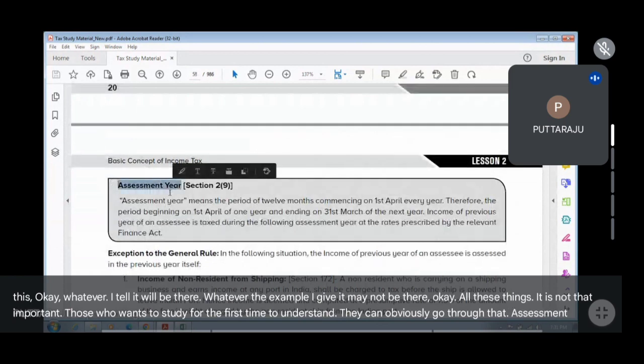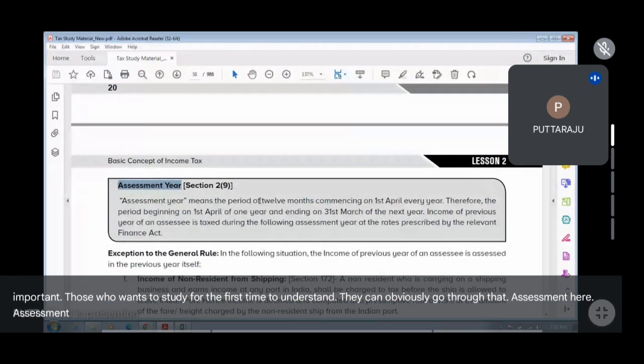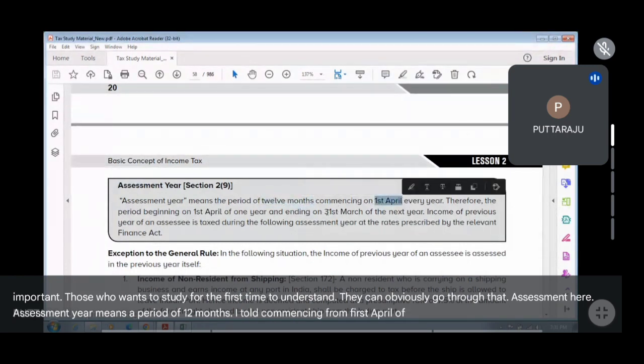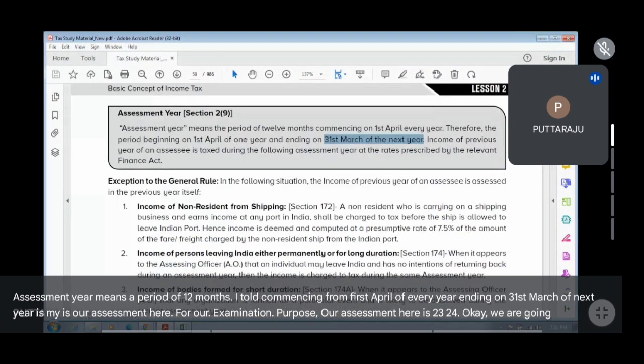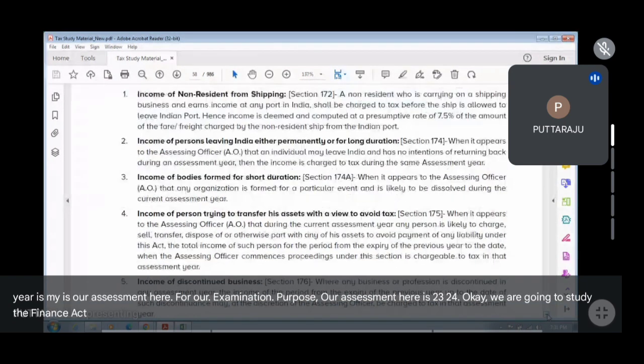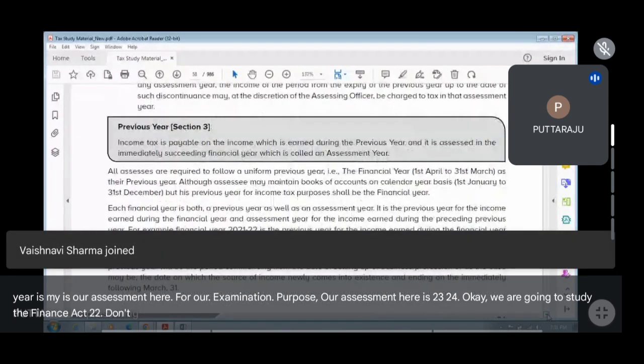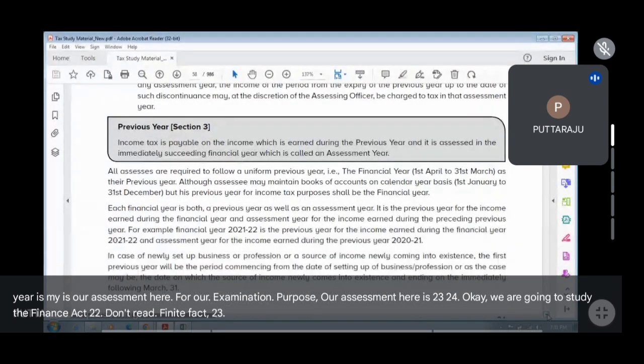Assessment year. Assessment year means a period of 12 months, I told, commencing from 1st April of every year and ending on 31st March of the next year. For our examination purpose, our assessment year is 23-24. We are going to study the Finance Act 22. Don't read Finance Act 23. 23 will be applicable from next year.